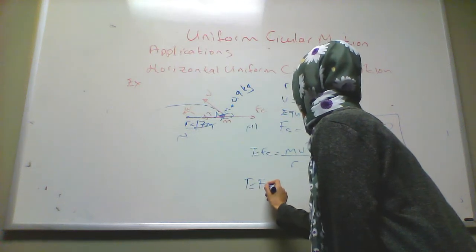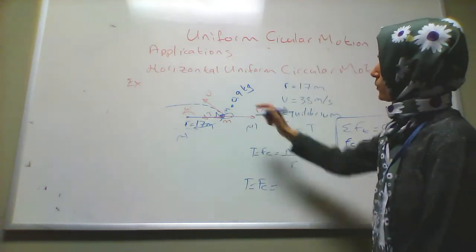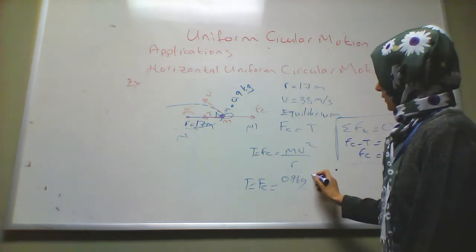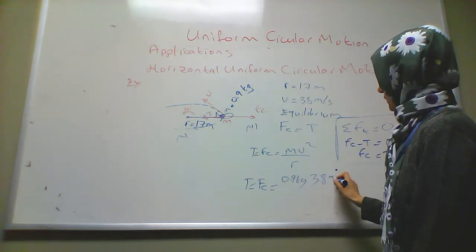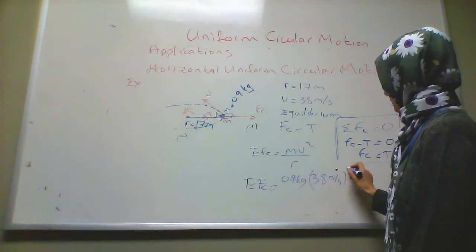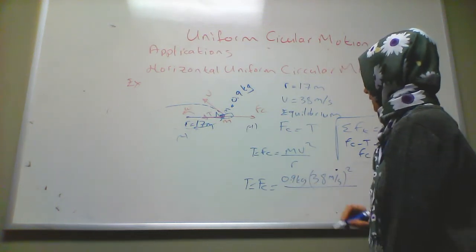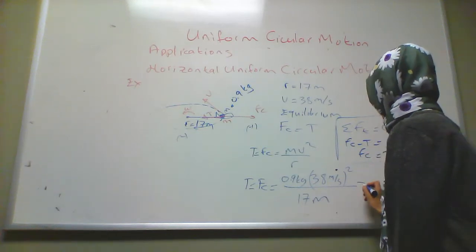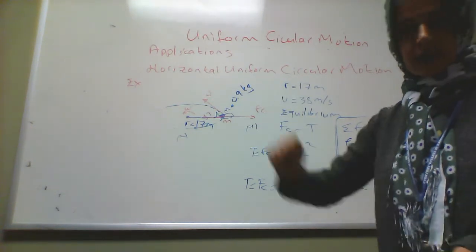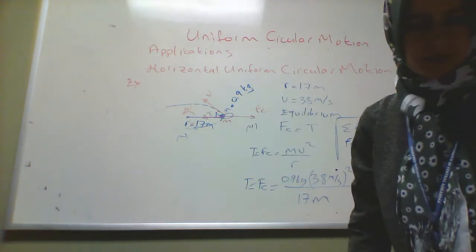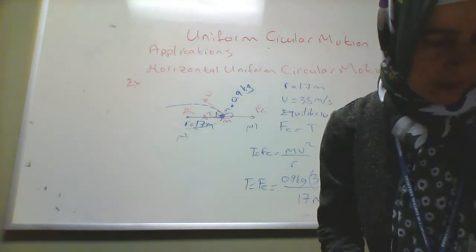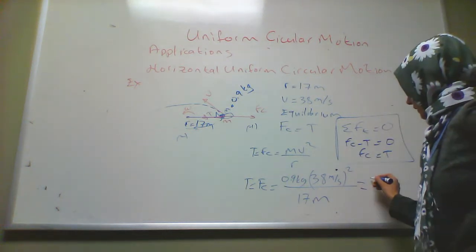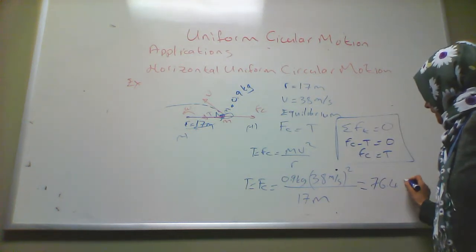So T is equal to Fc, which is my mass of 0.9 kilogram, times v, which is 38 meters per second, squared, divided by r, 17 meters. This is quite illogical. We cannot rotate a 17 meter rope, but it's okay. It's good for the sake of learning. And the answer should be 76.4 newtons.